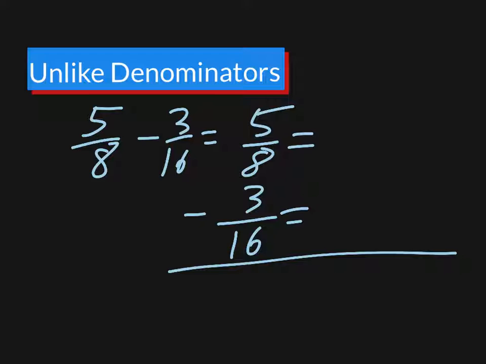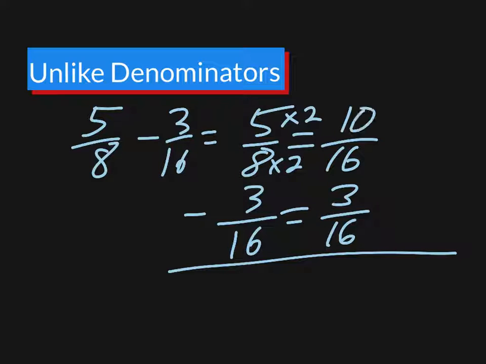We know that 8 will divide evenly into 16, so we can use 16 for the common denominator. That one's going to stay the same. And 8 times 2 is 16, so 5 times 2 is 10. Now we can subtract. 10 minus 3 is 7/16, and this one isn't going to reduce because 7 is a prime number.